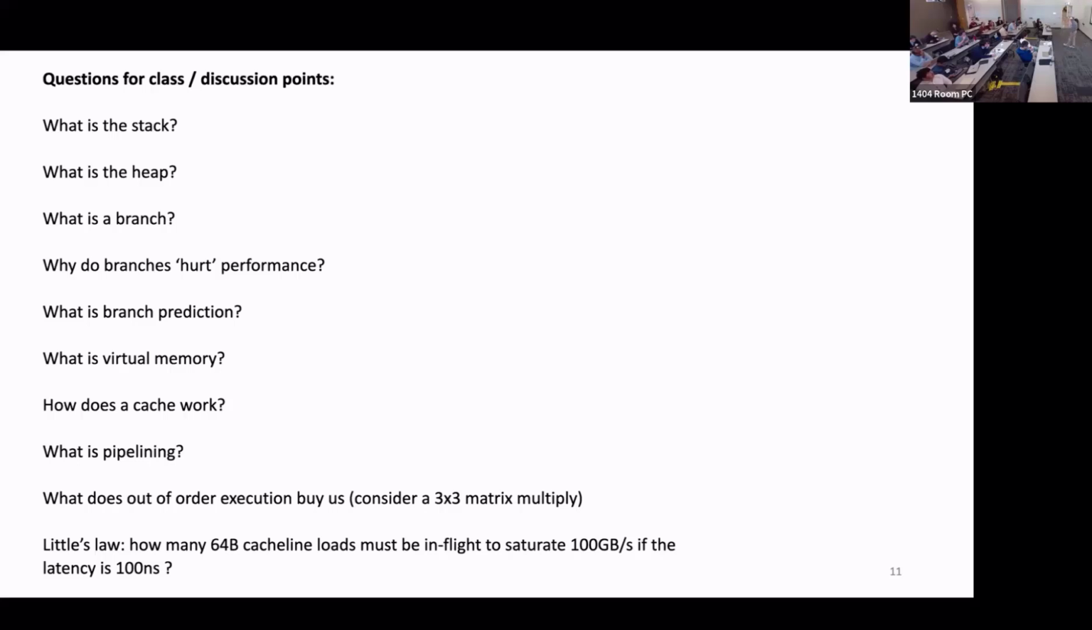Okay, here's one for the room to work. Something called Little's law in queuing theory. And the question is, how many 64-byte cache line loads must you be able to support having in flight to saturate 100 gigabytes a second if latency is 100 nanoseconds? And what Little's law says, well, maybe people should think about that. This is a calculable thing, right?